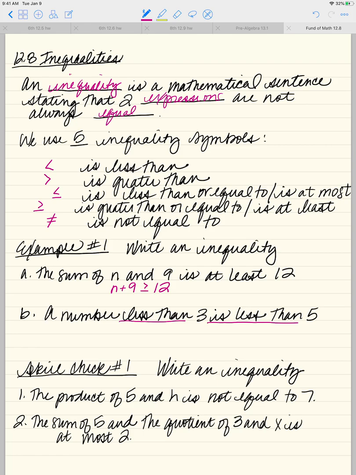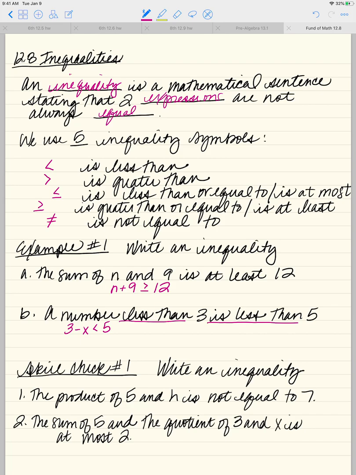So that's the difference here. So a number less than 3. So remember what that means is 3 minus a number. So 3 minus x is less than, so it is less than, and what is it less than? It's less than 5. So 3 minus x is less than 5.